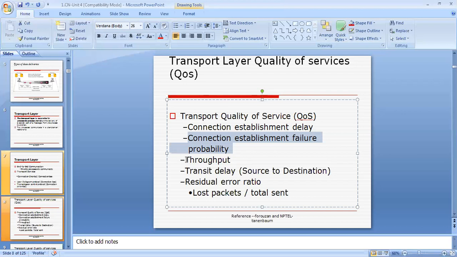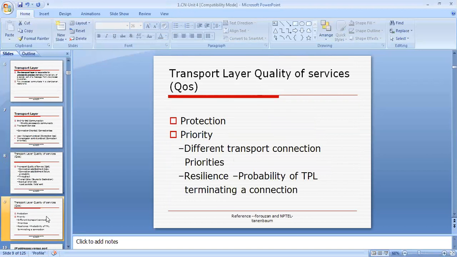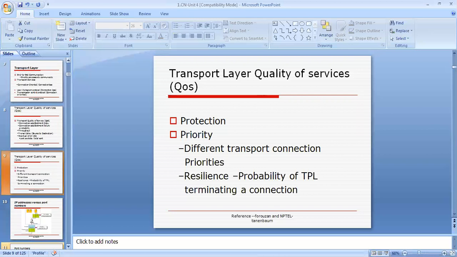Next one is that maximum throughput is a requirement. Then transit delay, again to maintain quality of service, the transit delay from source to destination should be minimum. And next one is called the residual error ratio. Then the next important points are protection and communication priority. So these are some basic quality of service parameters defined at the transport layer.